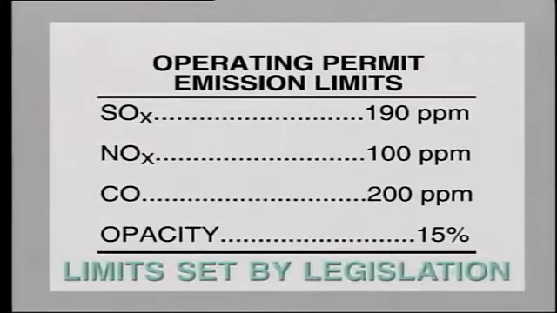These limits are set by environmental authorities and enforced by government legislation. Compliance with the environmental regulation is essential in order for the plant to retain its operating license. The operating procedures, equipment design, and maintenance are all developed with these regulations in mind.